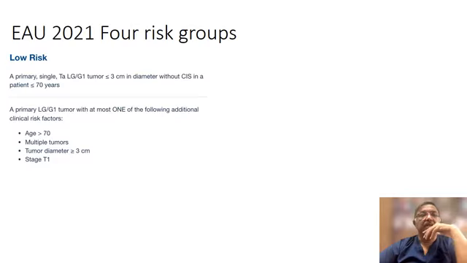So the 4 risk categories, as I have been mentioning: low-risk tumor, which is a primary single TA low-grade tumor, less than 3 centimeters without CIS in a patient who is less than 70 years of age. So if these parameters are fulfilled, it is low risk, and if any of these parameters is not fulfilled, this becomes intermediate or high risk.